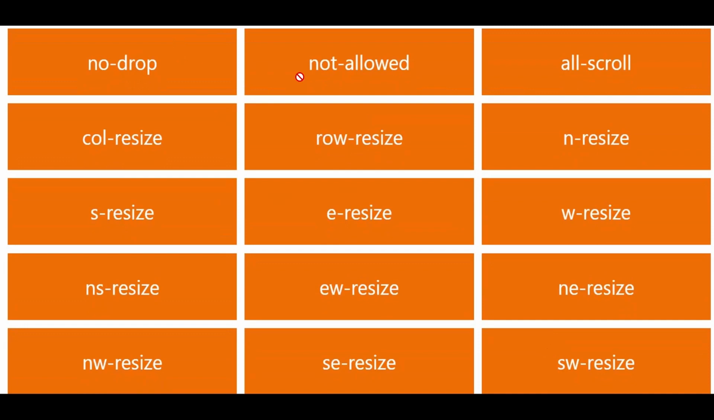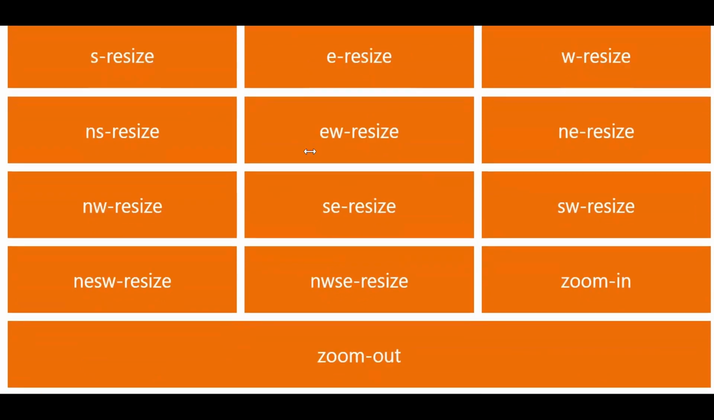This is the no drop cursor, not allowed cursor, all scroll cursor, col resize, row resize, and n resize is north resize, s resize is south resize, e resize is east resize, w resize is west resize, and this is north-south resize, and this is east-west resize. This is northeast resize, this is northwest resize, this is southeast resize, and this is southwest resize. This is northeast-southwest resize, and this is northwest-southeast resize. This is the zoom in cursor and this is the zoom out cursor.